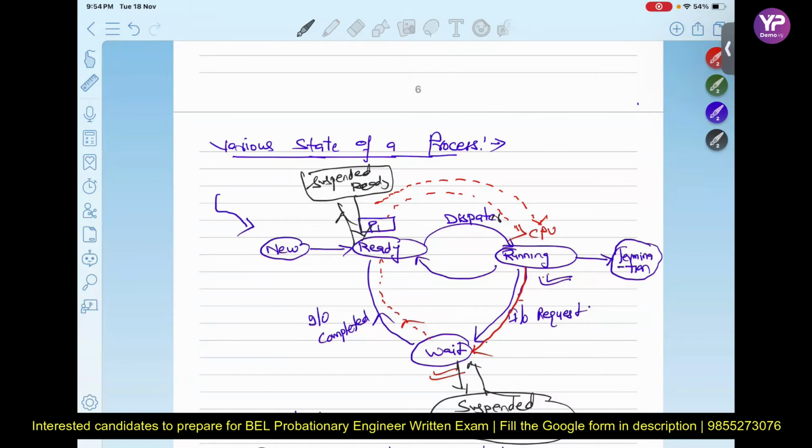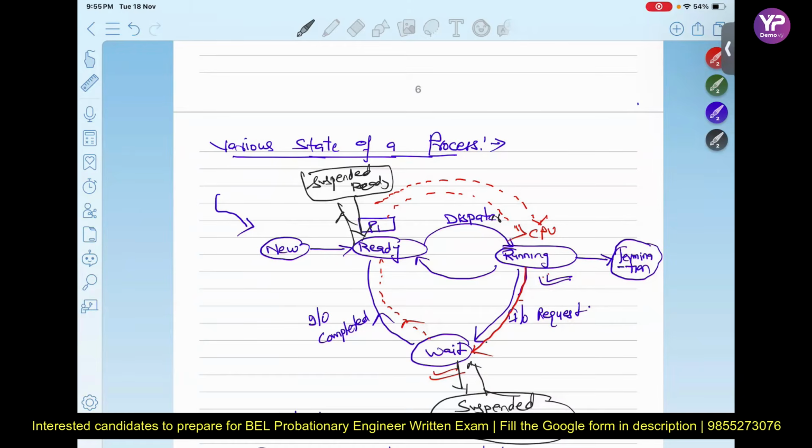Now, suppose that CPU completed one task. Now, CPU is in idle state. Which process is going to be executed next? Because in a ready queue, we have multiple processes. Now, it's the task of the dispatcher, which is a component of OS, to select a particular process and move it from the ready state to the running state.